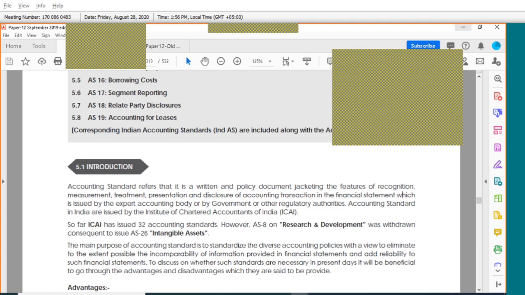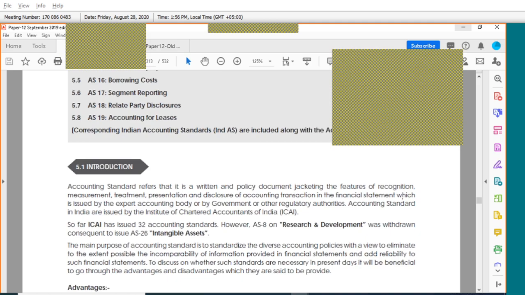Like this, many items in practical life, many items in the financial statements need some help of something. That something is accounting standard. For example, fixed assets, investments: you have an accounting standard for investment. Fixed assets, you have an accounting standard, and also borrowing cost, interest, for that you have an accounting standard. Likewise, you have many accounting standards for many purposes. We will discuss all those.